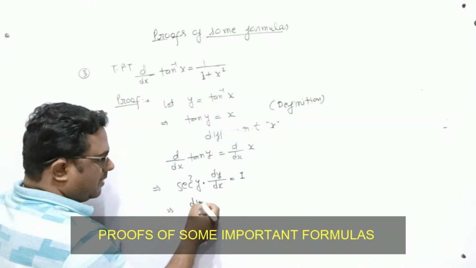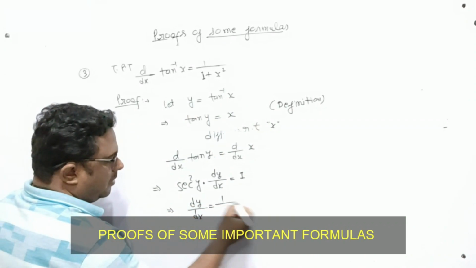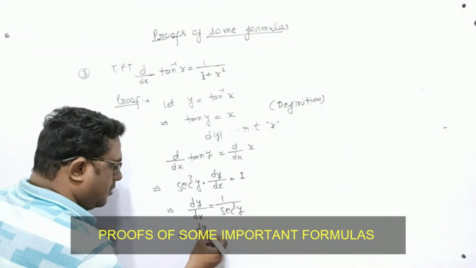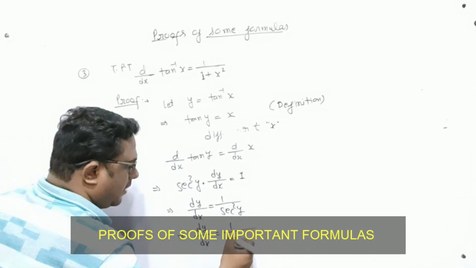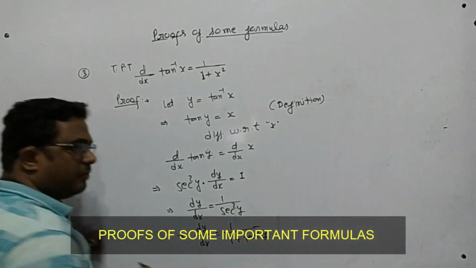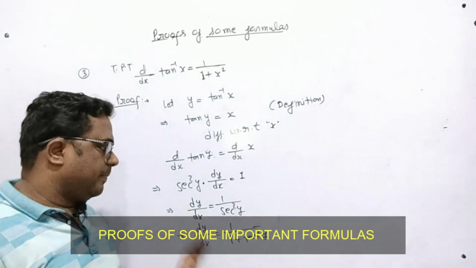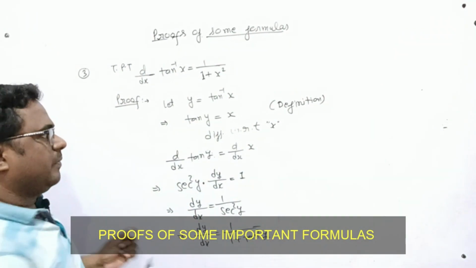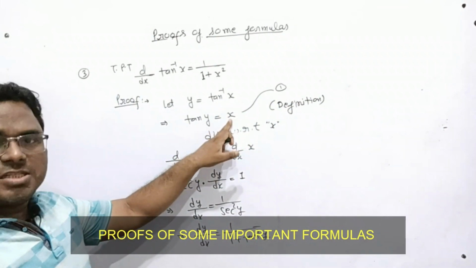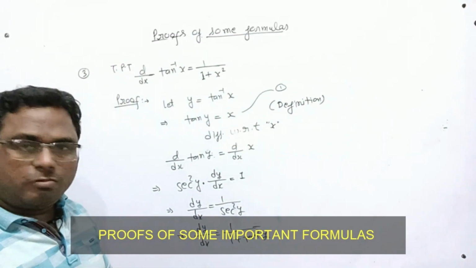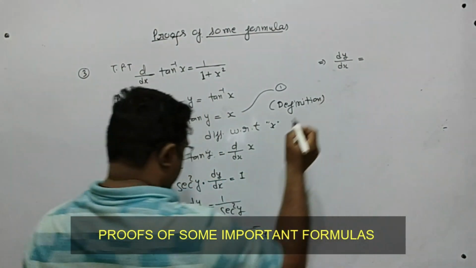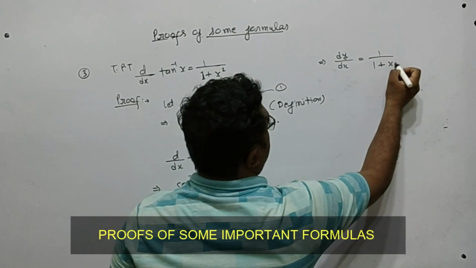This implies that dy upon dx is equal to 1 upon sec square y. By using trigonometry, sec square y can be written as 1 plus tan square y. The formula of sec square y is 1 plus tan square y. Now let us put the value of tan y here from equation number 1. From equation number 1, the value of tan y is x. So in place of this tan y, I can write x. So this implies that dy upon dx is equal to 1 upon 1 plus x square.